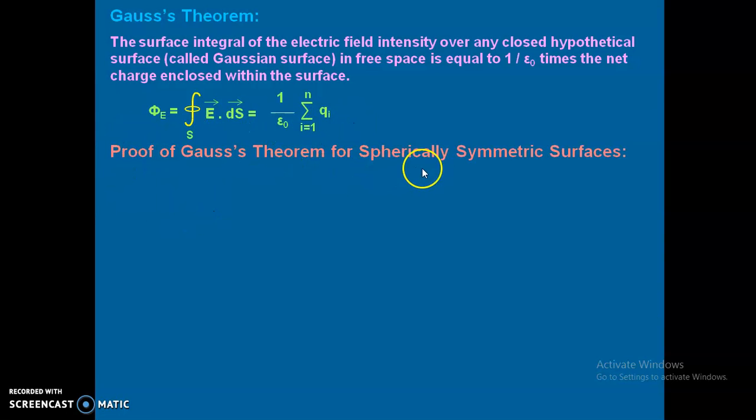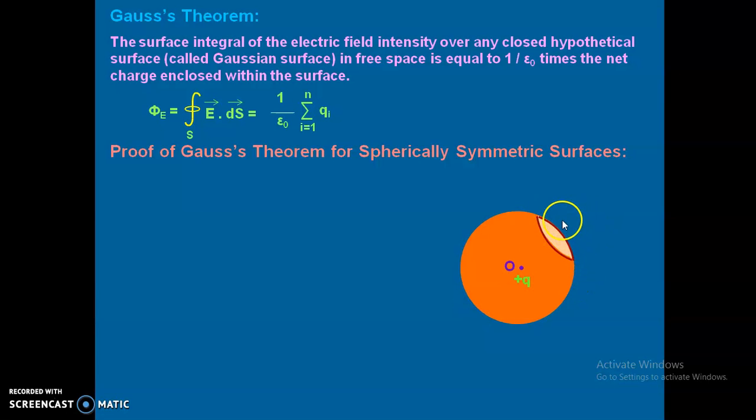So let's prove the Gauss theorem. How can we obtain the Gauss theorem for spherically symmetric surfaces? Suppose a spherically symmetric surface is there. The center of the sphere is O. A positive charge is there at its center. For this positive charge, we have considered a Gaussian surface as a closed sphere, right?